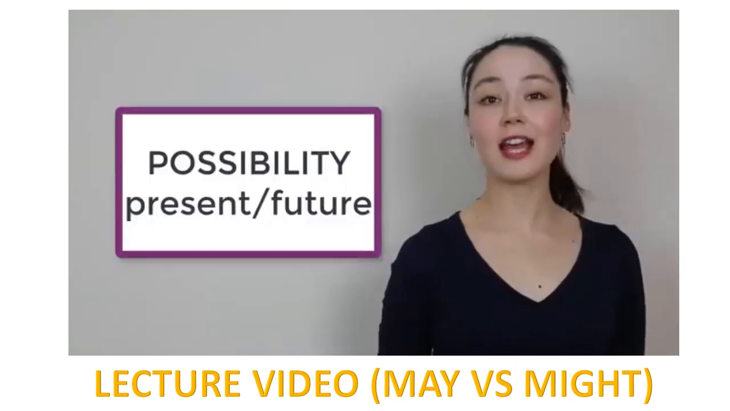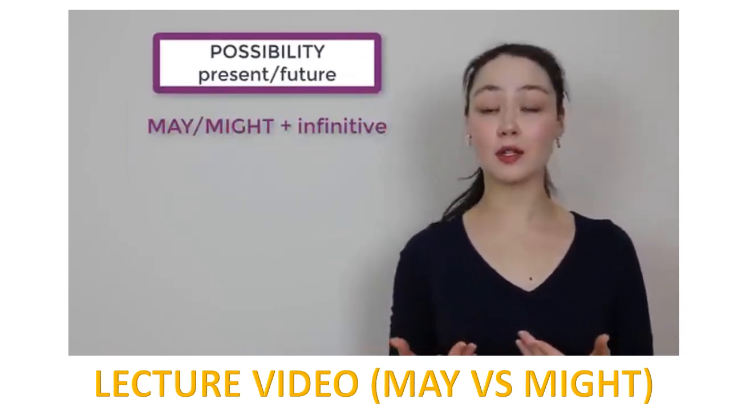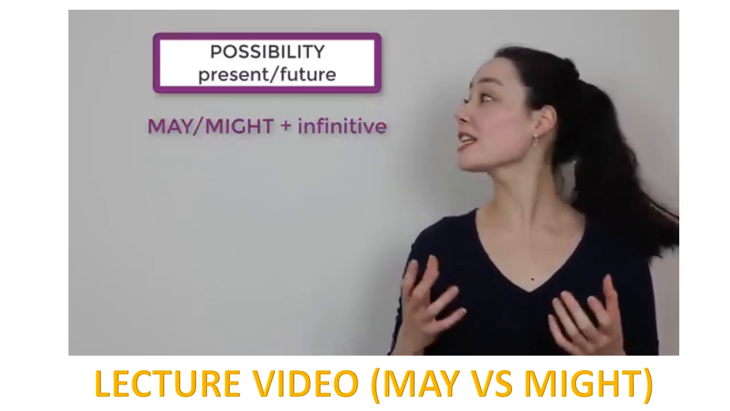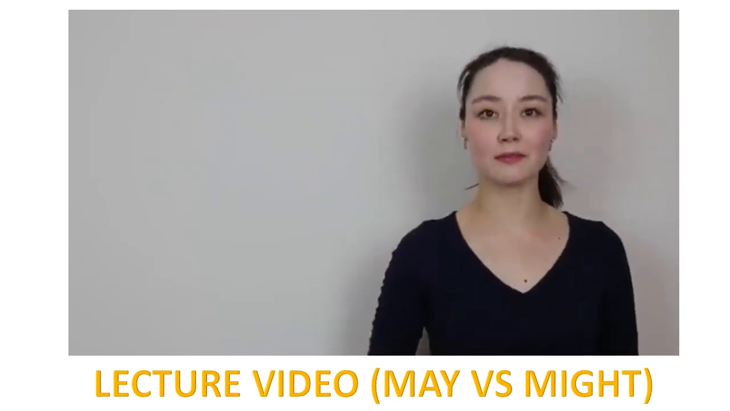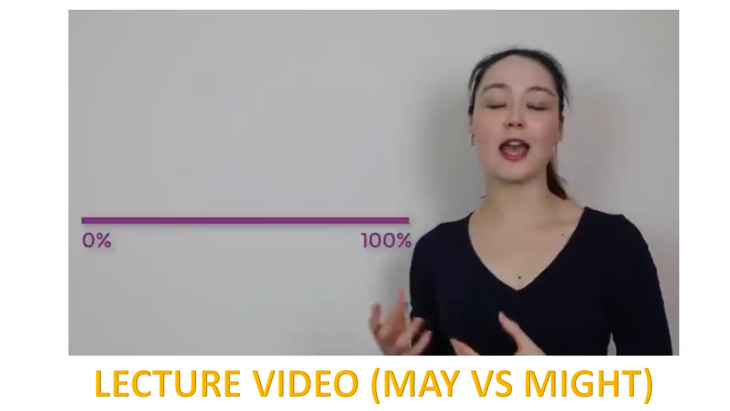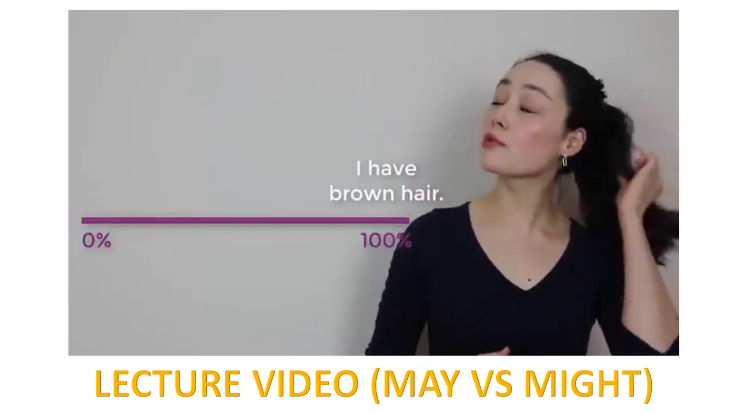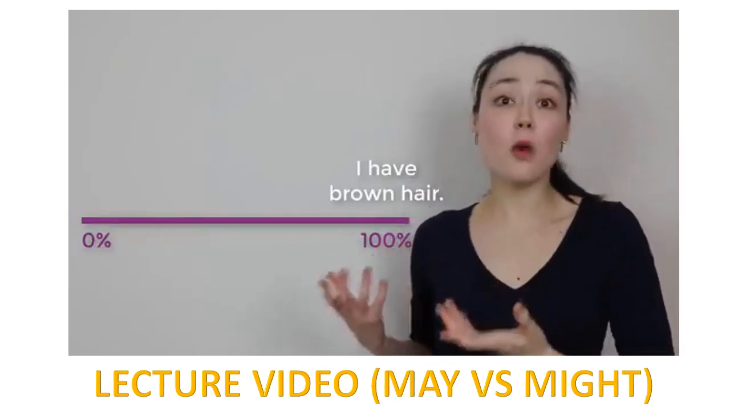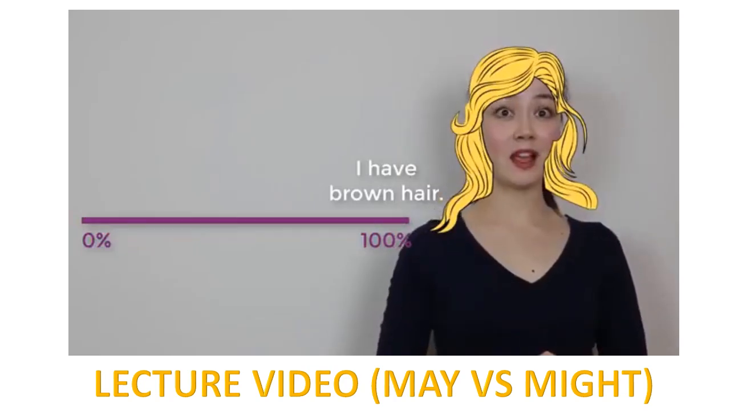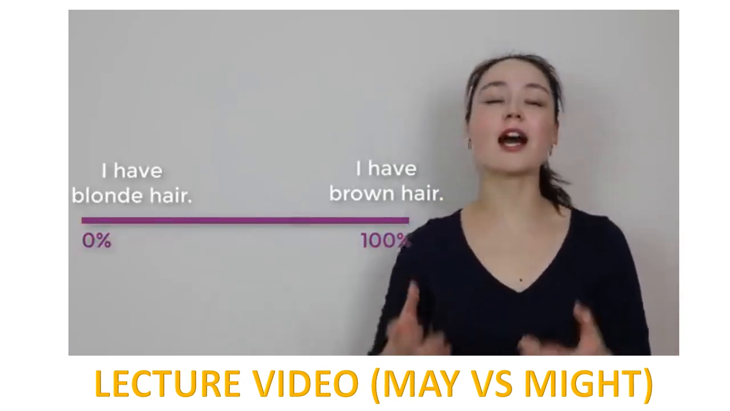Possibility in the present and future. We use may and might plus infinitive to speak about present and future possibilities. Let's do lots of examples together. On this line, I have 0% and 100%. I have brown hair. This is 100%. I have blonde hair. This is 0%. I have brown hair.